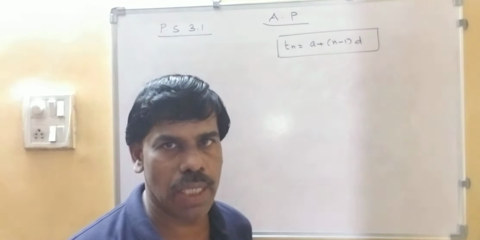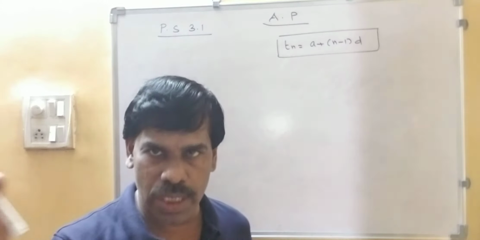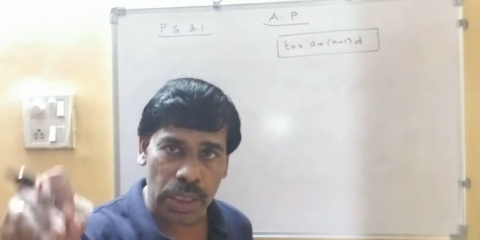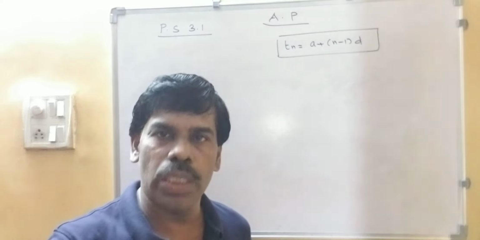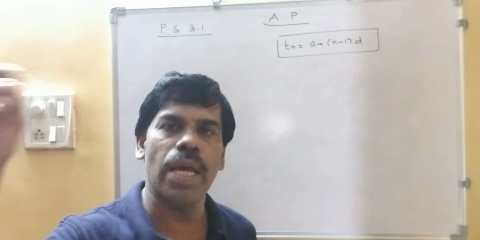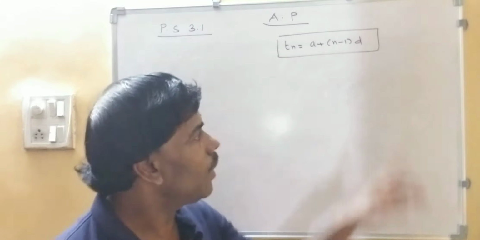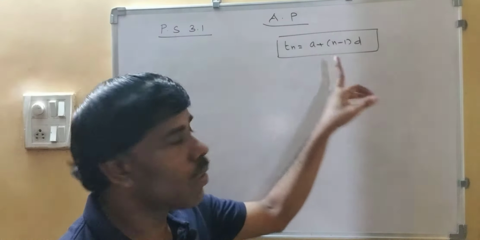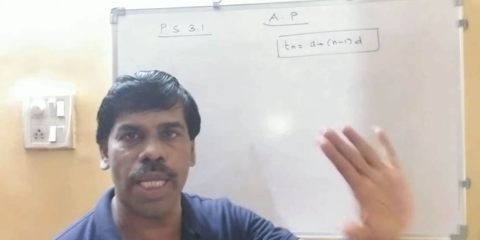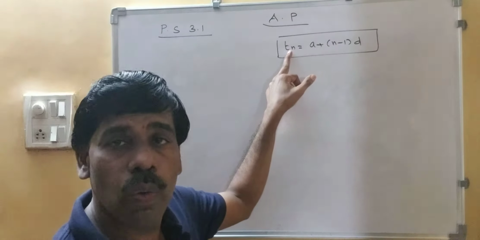So, what I am telling is, if suppose one sequence is given, you can find out the 10th term, 20th term, 30th term, 25th term, 100th term, 1 lakh term, any number of terms can be found out by using this formula Tn equal to A plus (n minus 1) into D. This is the term which you are going to find out.